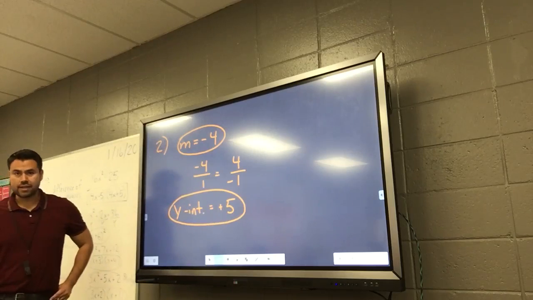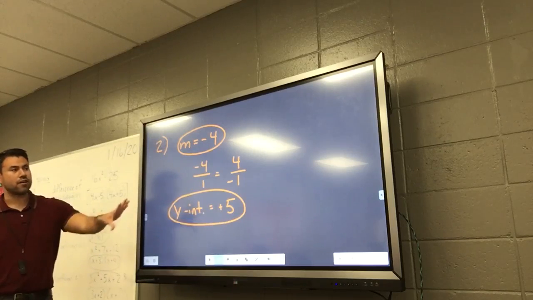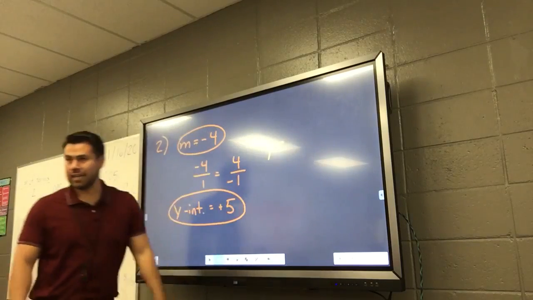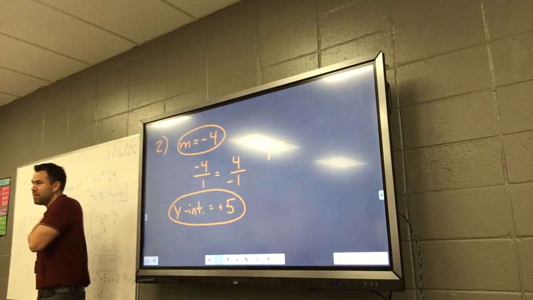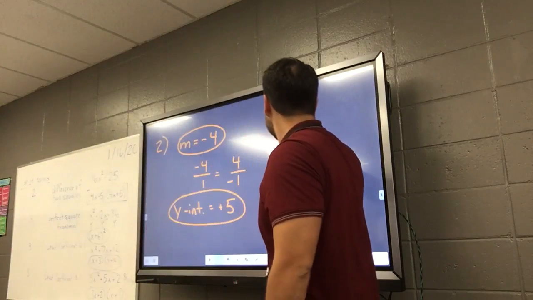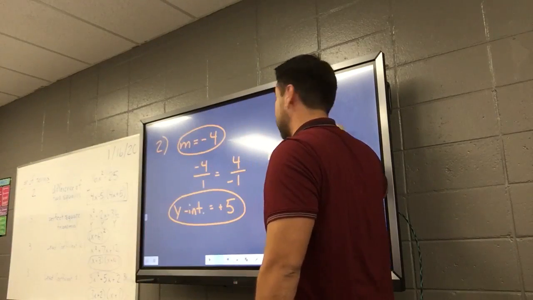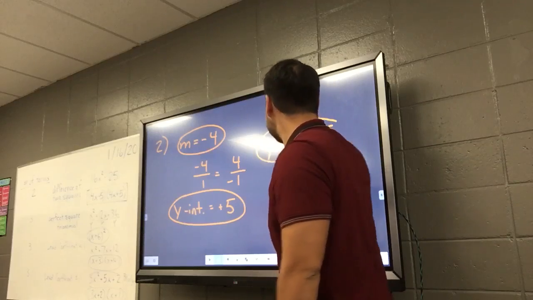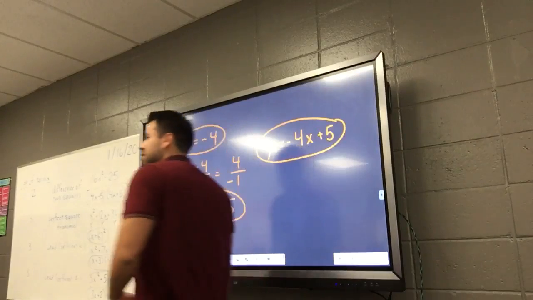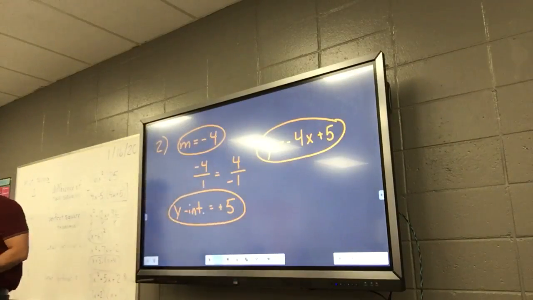Is it wrong to write 0, +5? No, it is not. I will take 0, +5, but your slope-intercept form will be y equals, and then you got to fill in the blanks where they belong, Carly. Y equals -4x+5. Yay, that's the answer. So you need those three parts.